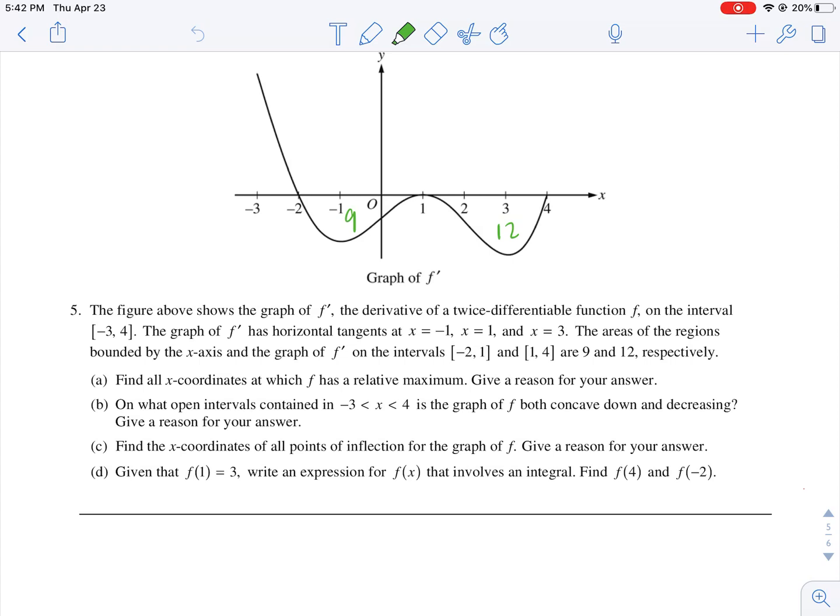On what open intervals is the graph of f both concave down and decreasing? So if it's concave down and decreasing, so it's decreasing anywhere this is below the x-axis, so that's where f is decreasing. And remember, concave down, the definition of that is decreasing slope. But we're looking at a graph of slope. So we want to know where this function itself is decreasing, which is there to there and there to there.